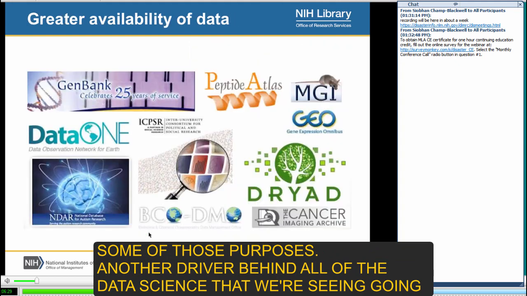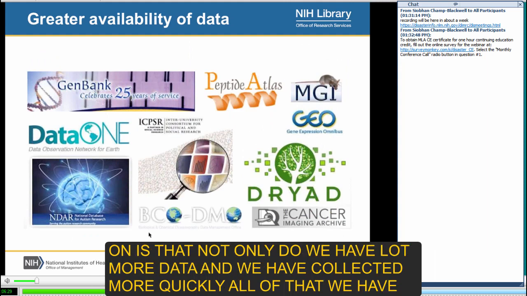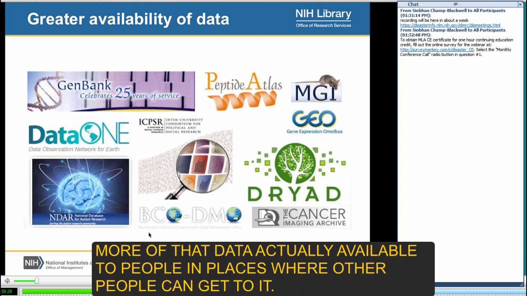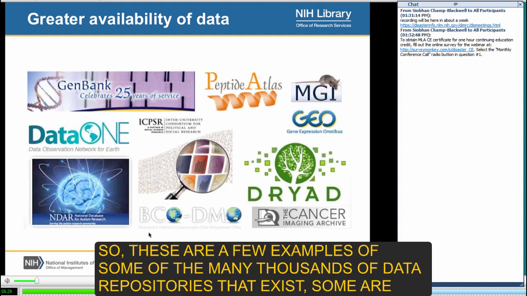So another driver behind all of the data science that we're seeing going on is that not only do we have a lot more data and we have it collected more quickly, we have more of that data actually available to people. It's in places where other people can get to it. So these are just a few examples of some of the many thousands of data repositories that exist.